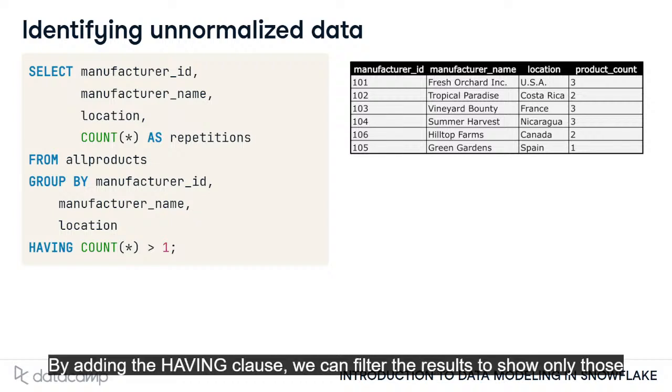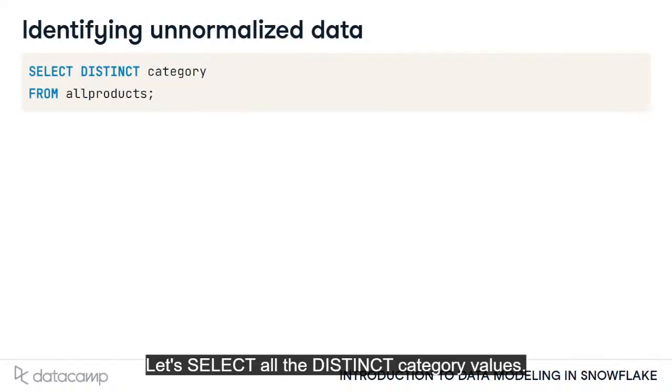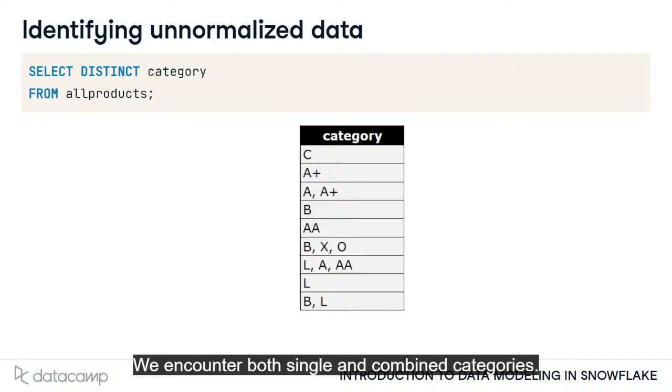By having the HAVING clause, we can filter the results to show only those items with repeated values, helping us identify potential redundancies in our data. Let's select all the distinct category values. We encounter both single and combined categories.